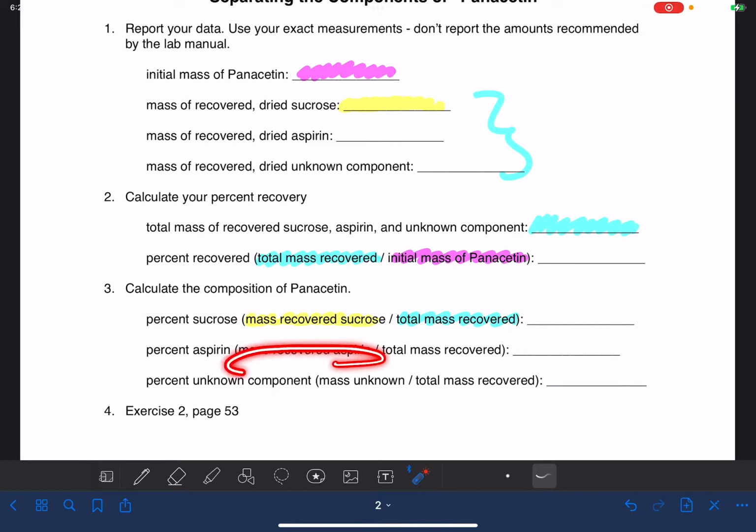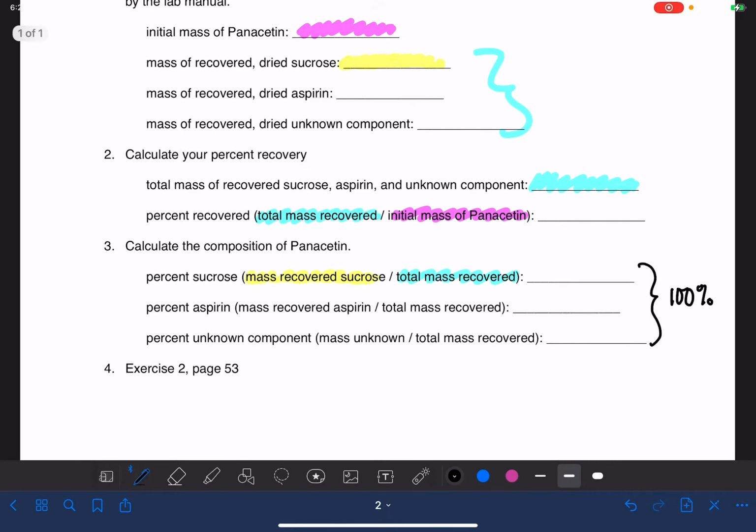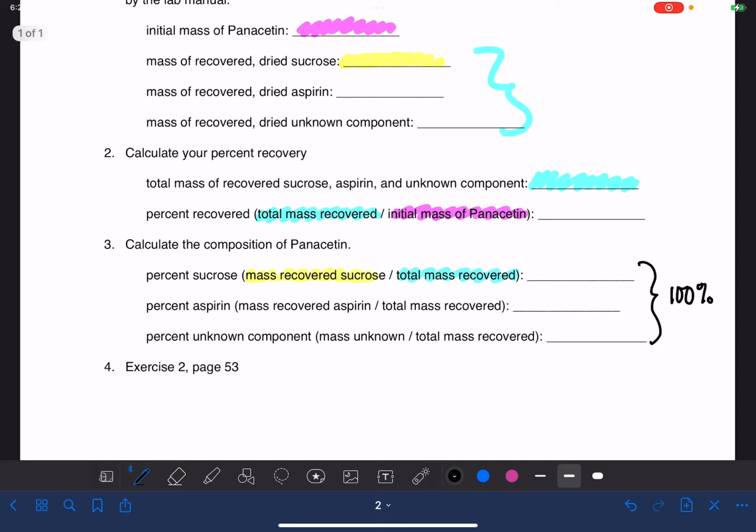You're going to do the same thing for the aspirin, the recovered aspirin divided by the total mass, and the same thing for the unknown, the recovered mass of unknown divided by the total mass. These numbers here need to add up to 100%. Once you get those calculations done, you're going to move on to a couple of questions from the lab book.